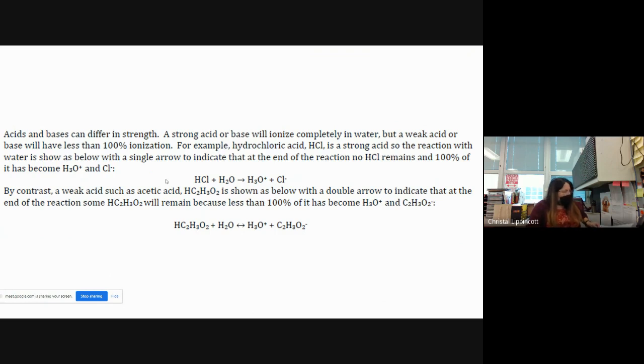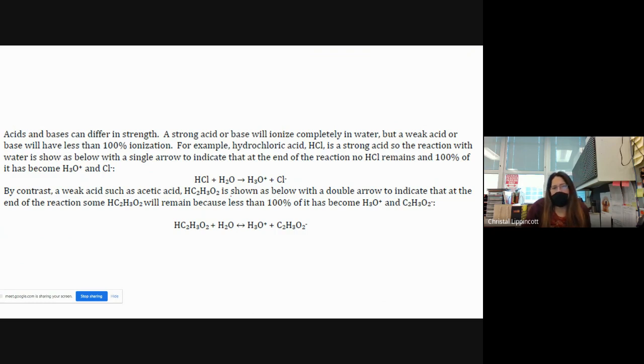Okay. So, acids and bases can vary in strength. A strong acid or base will ionize completely in water, and we use just a forward arrow to indicate that. A weak acid or a base does not ionize completely. Not all of this breaks apart and forms these two things.